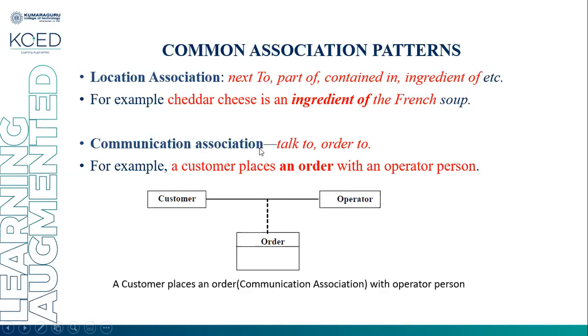The next one is communication association: talk to, order to. For example, a customer first places an order with an operator. This is known as a communication association. So the association between customer and operator is given. The association is represented as an association class: a dashed line followed by the class symbol, and the name is given. This is an association class. So customer places an order: a communication association with the person, with whom? With the operator.